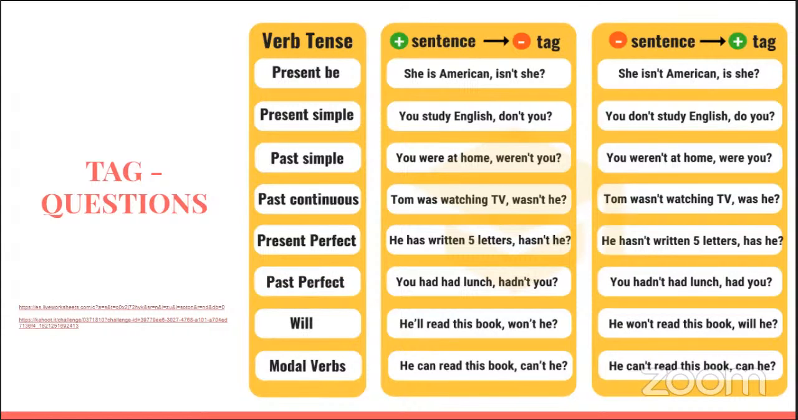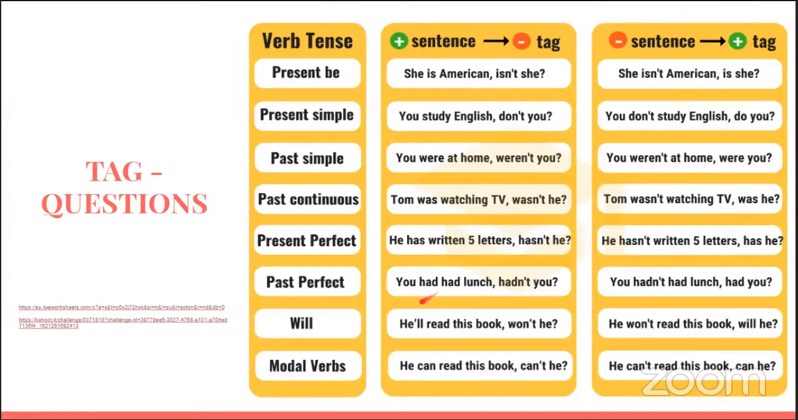You had lunch, hadn't you? Yes, you had had. You had lunch, hadn't you? You hadn't had lunch, had you? Correct. And why here do we have two hads? Because this is the auxiliary and this is the verb in the past participle.